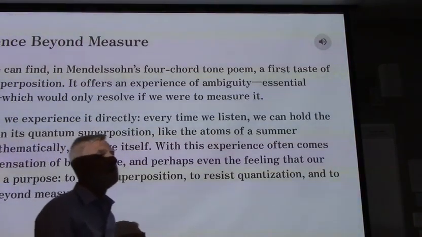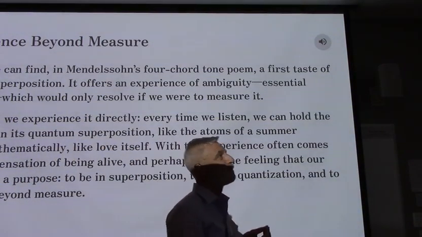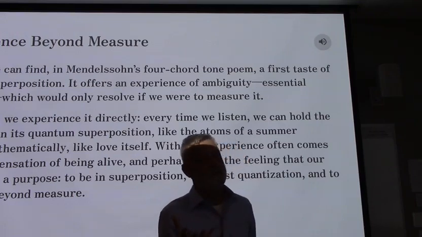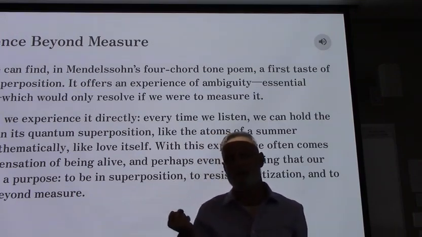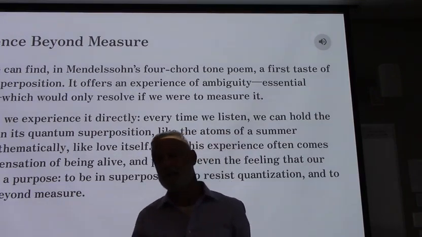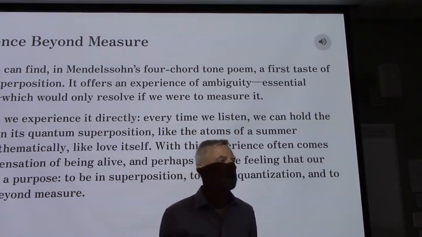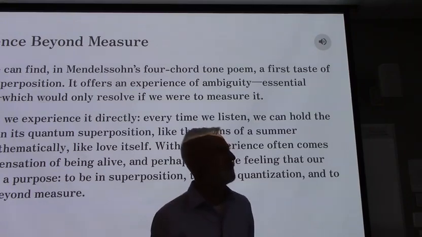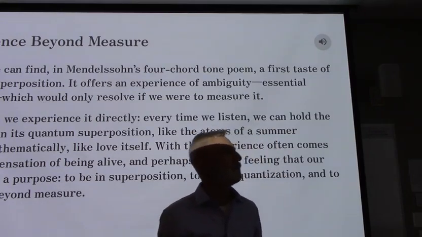So perhaps we can find in Mendelssohn's four-chord tone poem a first taste of quantum superposition, because he's playing two kinds of things at once. He's playing both the dream and the reality. The dream of Midsummer Night's Dream and the reality of just being in a city in Berlin. Remember we talked about the city in Berlin, the garden in Berlin earlier?